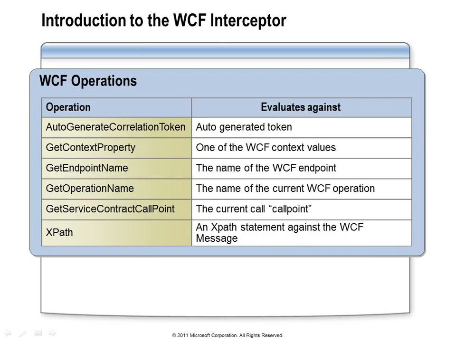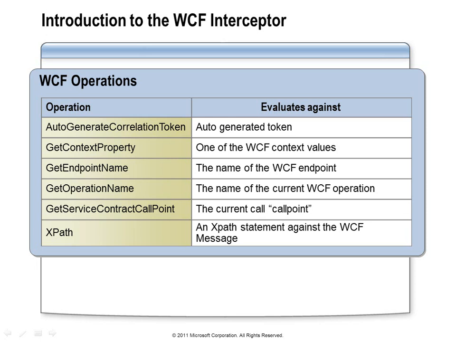You can see here some of the specific WCF operations. So we have the ability to auto-generate a correlation token, since we don't usually have a unique ID here like we would with a workflow or with an orchestration. We can get context properties. We'll see the various values that are available there in a moment.